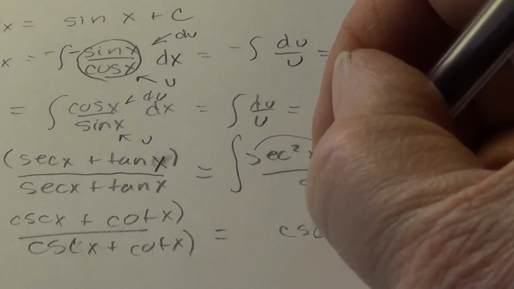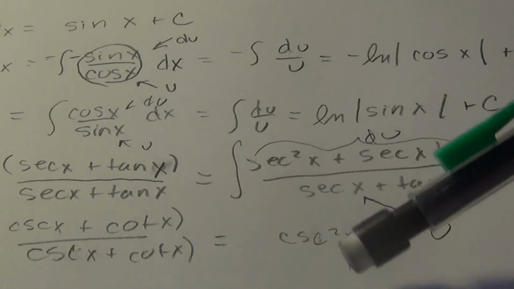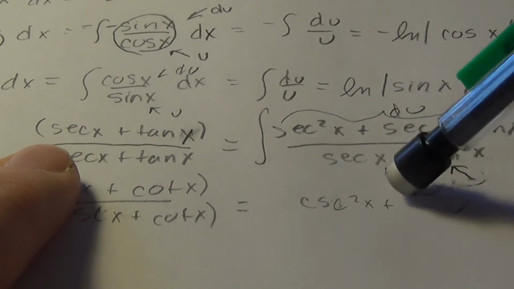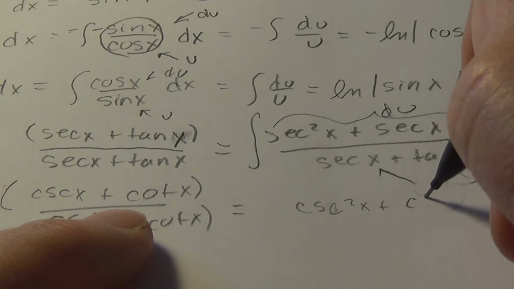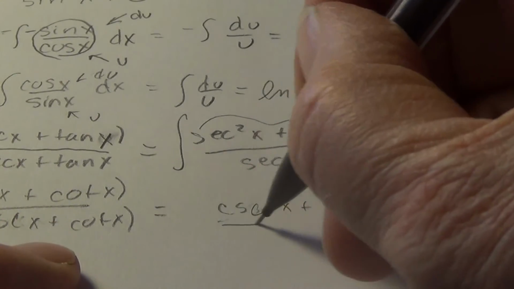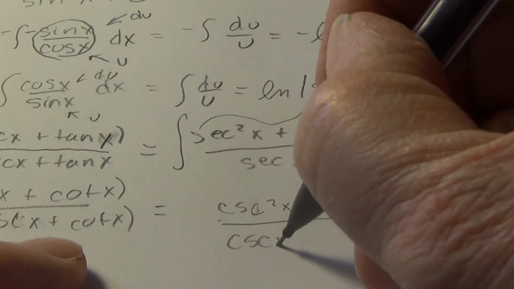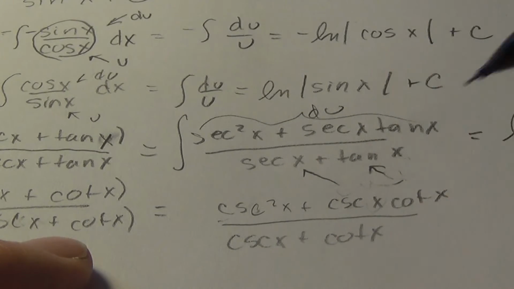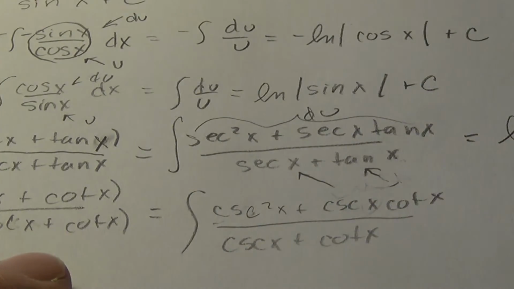Cosecant squared x plus cotangent. Let me get rid of this problem overlap. All right, cosecant x cotangent x over cosecant x plus cotangent x. So all behind the integral sign.